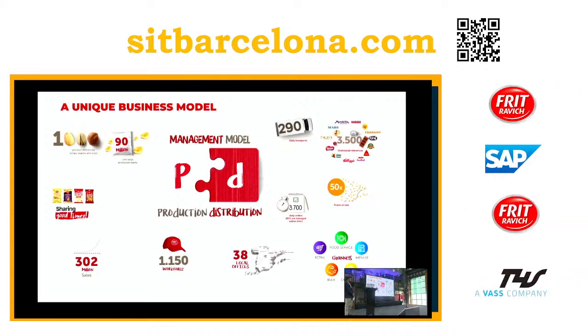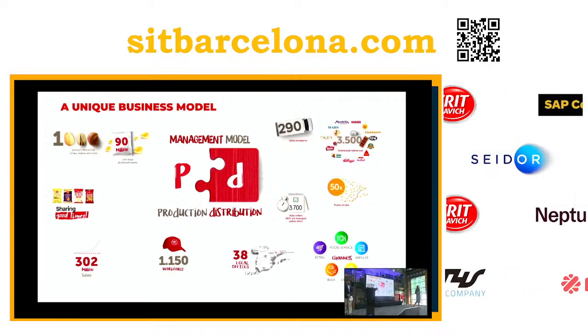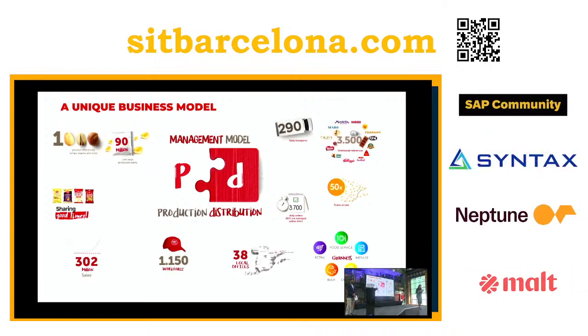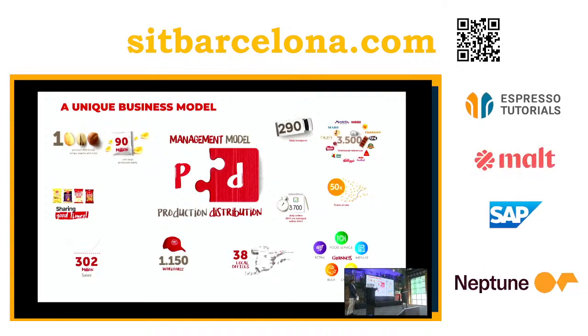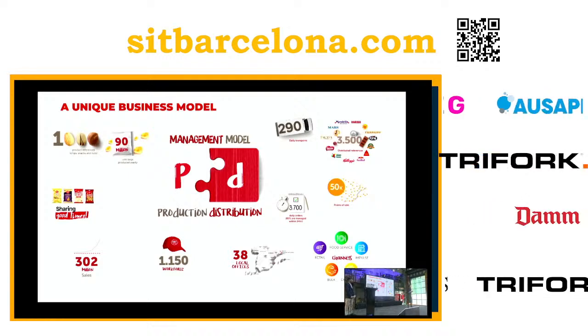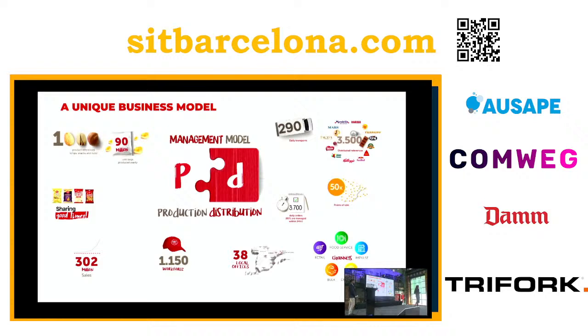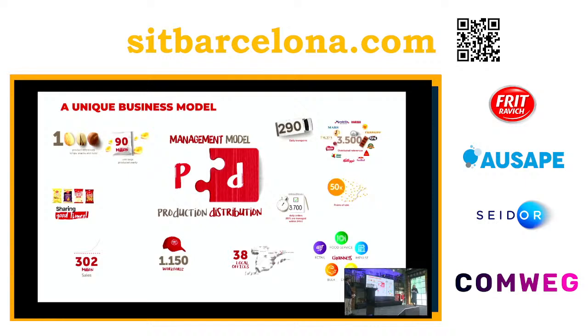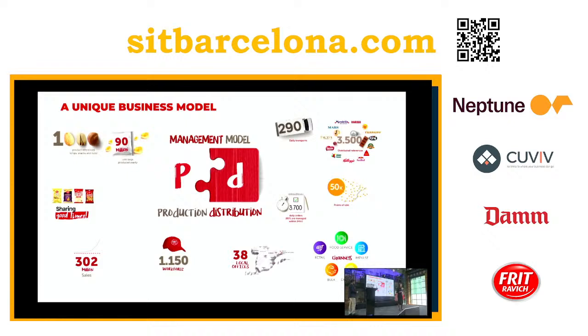Our capabilities speak for themselves. We produce over 1,000 products like nuts and chips that you are tasting today here, and more than 90 million bags per year, while managing more than 3,500 references from our main suppliers like Nestle, Mars, Chupa Chups, and so on, and we reach more than 50,000 points of sale clients around Spain and the world. This balance between manufacturing and distribution is at the heart of what makes Frit Ravich unique.